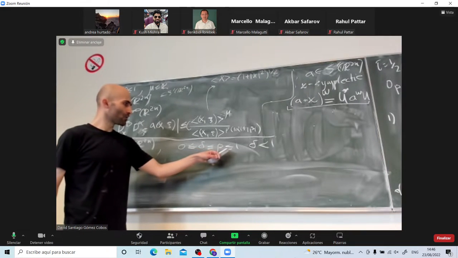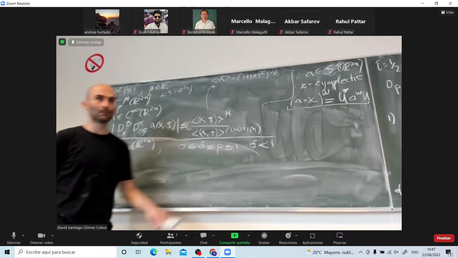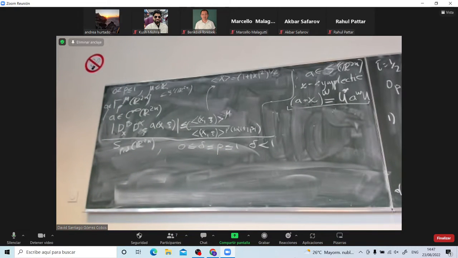Both can be zero, but they cannot be both one. Delta has to be less than one. Otherwise, the theory won't work. Okay, so this consists of all smooth functions. So A is smooth.